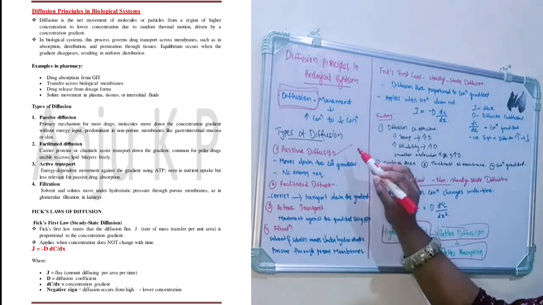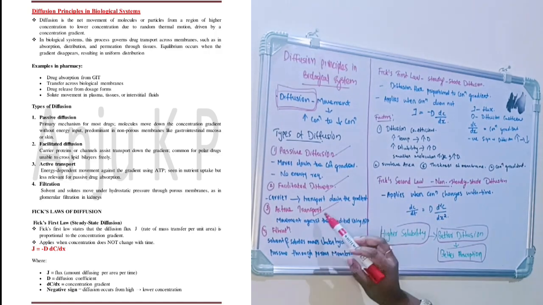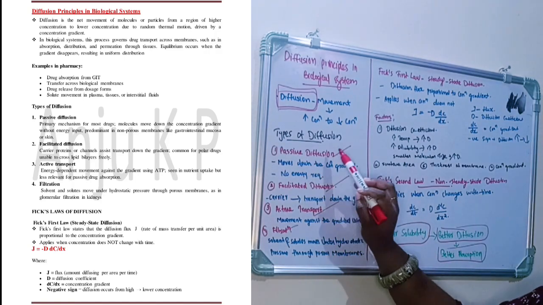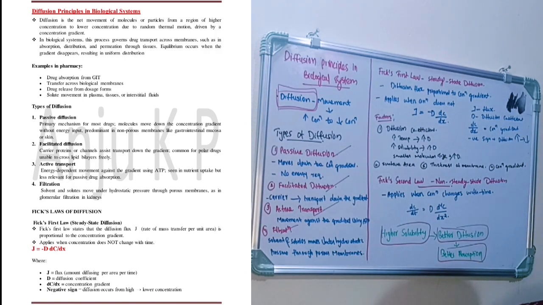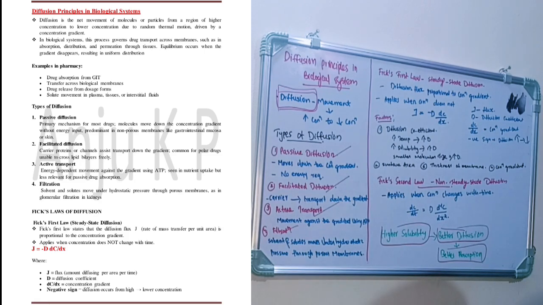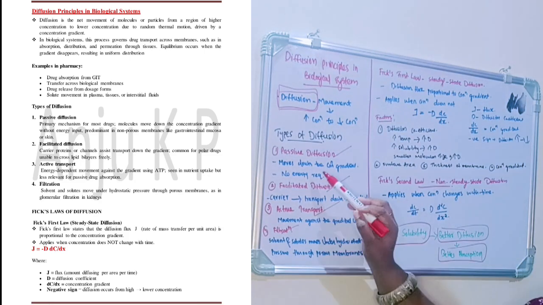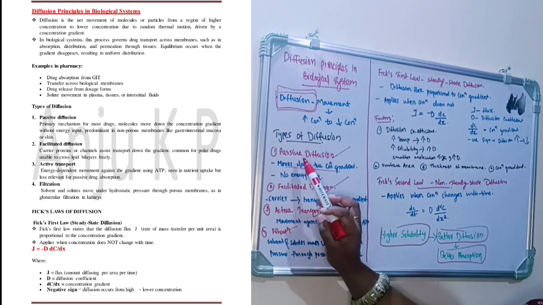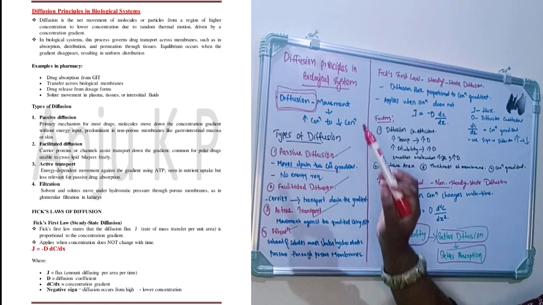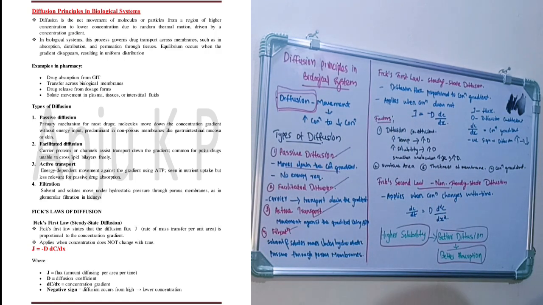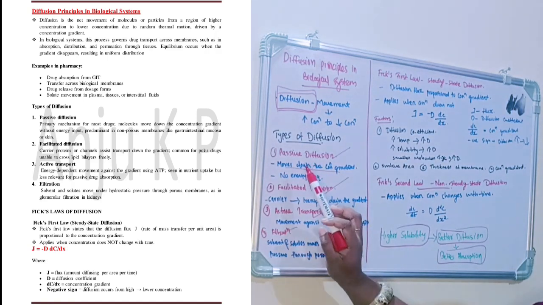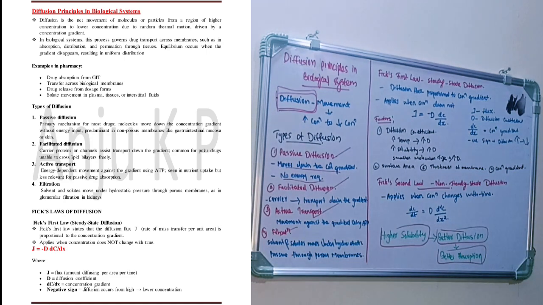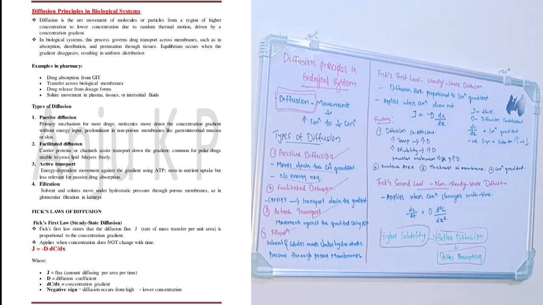We have four types of diffusion. The first one is passive diffusion, then facilitated diffusion, active transport, and filtration or pore transport. Passive diffusion is what most drugs follow. It moves down the concentration gradient. That means in passive diffusion, drugs move from higher concentration to lower concentration, and no energy is required. You can give examples like aspirin and paracetamol.